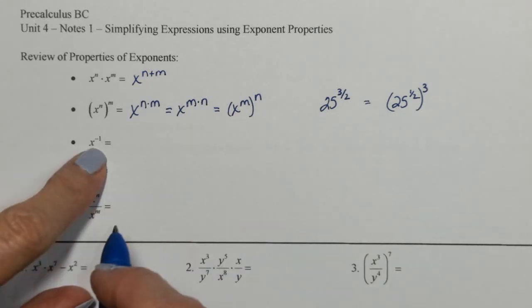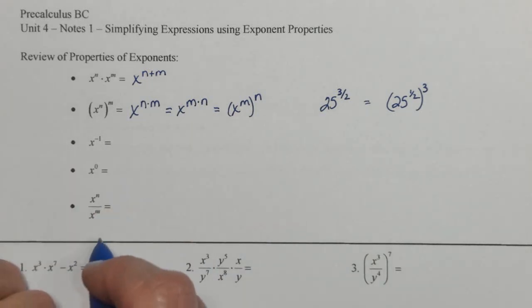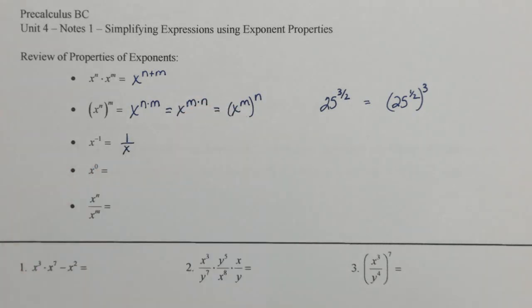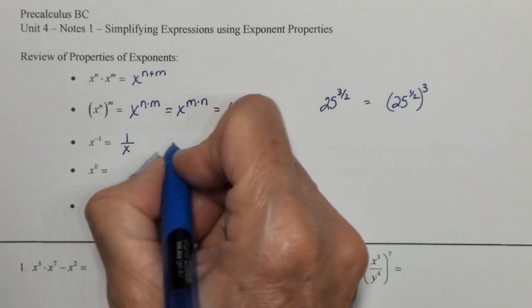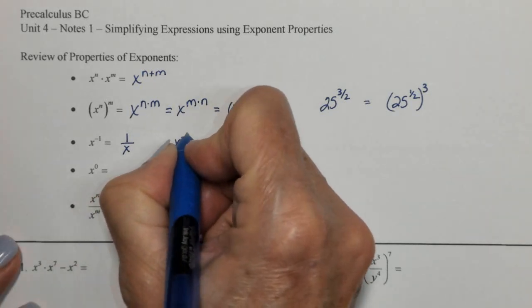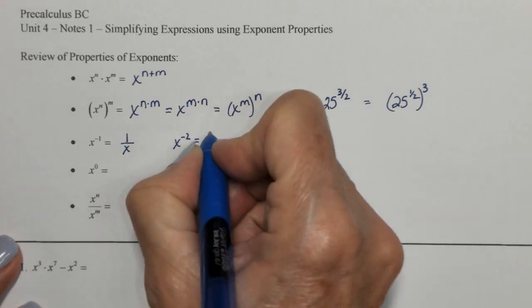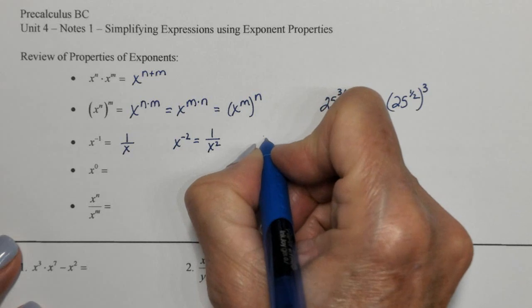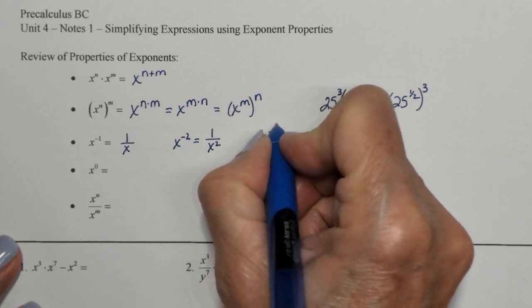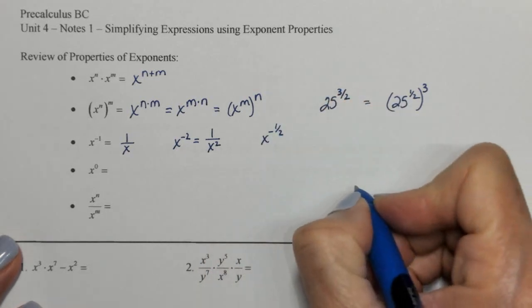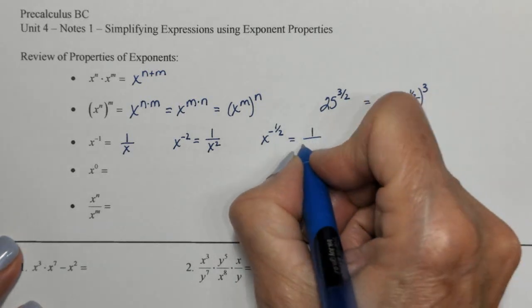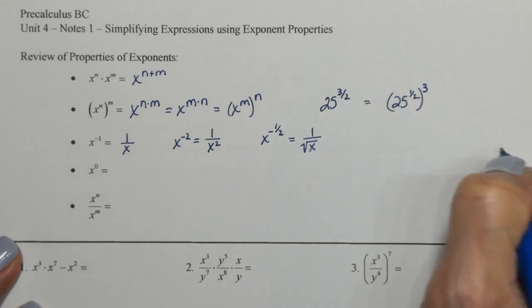All right, x to the negative 1. How could we write x to the negative 1? We could write that as 1 over x. And that is the same thing as, if we have x to the negative 2, what could we write that as? We could write that as 1 over x squared. What if we had x to the negative 1/2? How could we write that? We could write that as 1 over x to the positive 1/2, which is the square root of x.